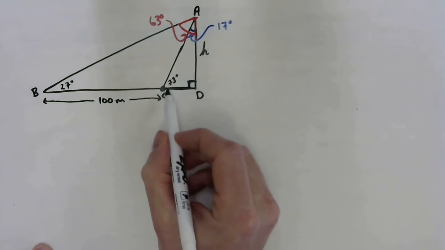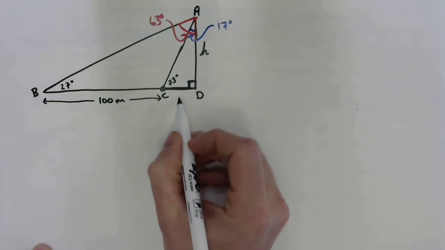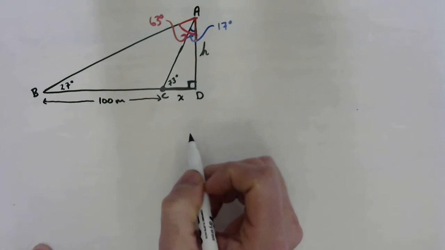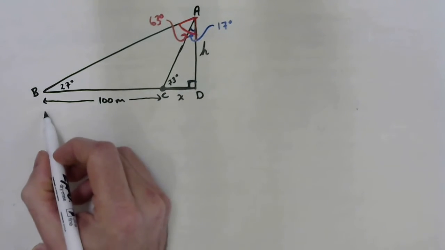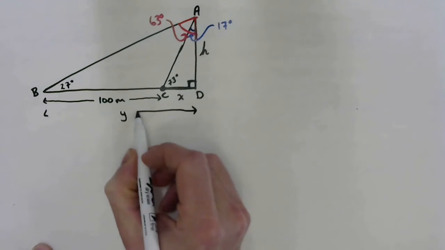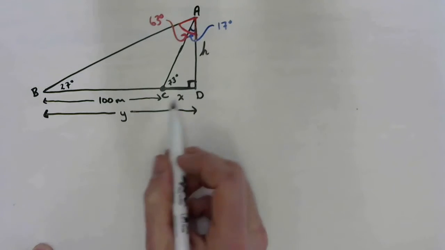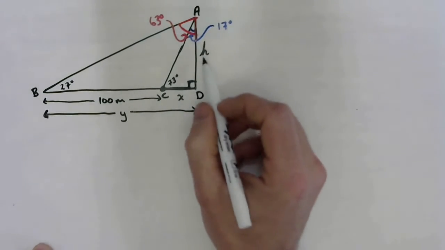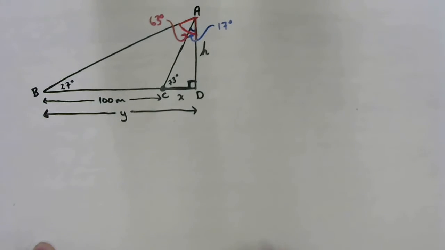How about the base of each triangle? Okay, so I've got this base right here from C to D. Let's call that X. And then I need the base of the bigger triangle from B to D, and I'm going to call that Y. So again, I have a situation where I have both the bases of the triangle. They share a height. And I know a whole bunch of the angles within those triangles.